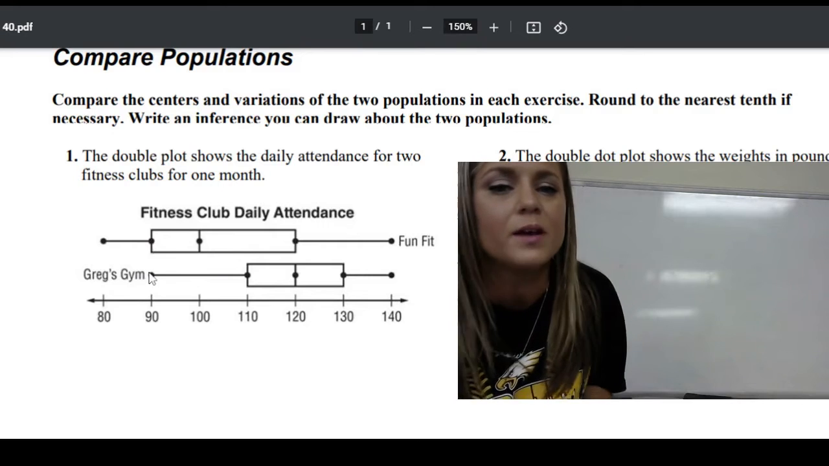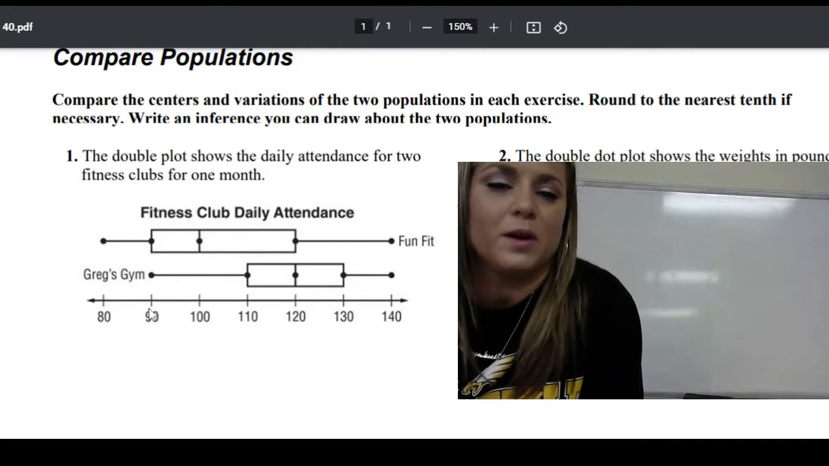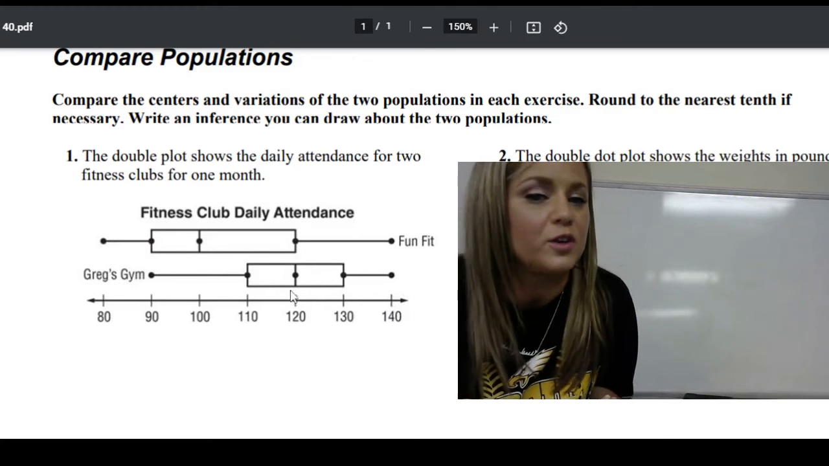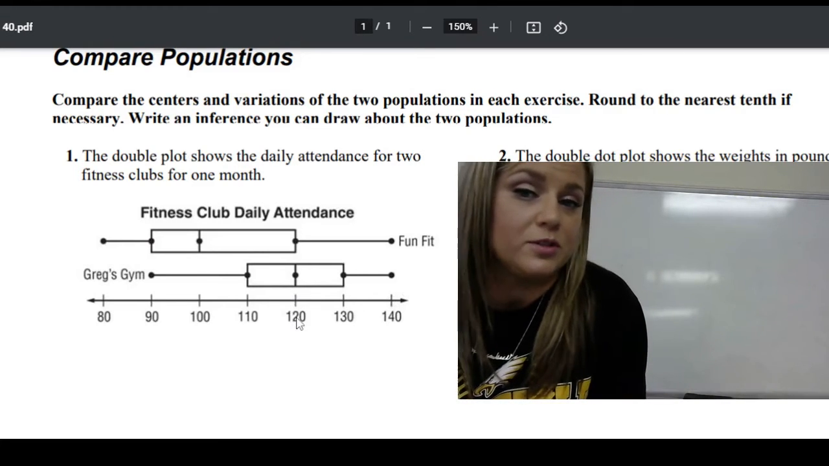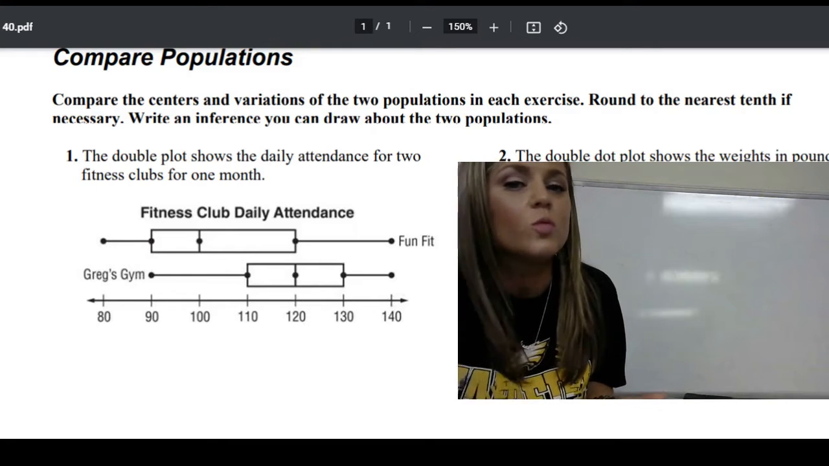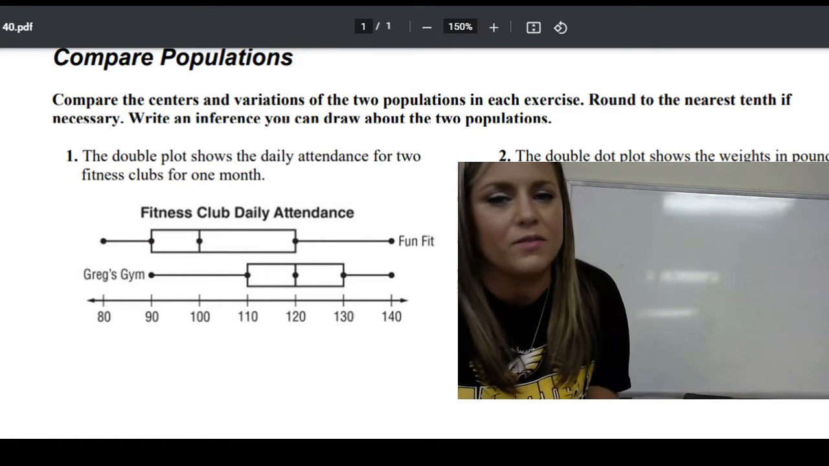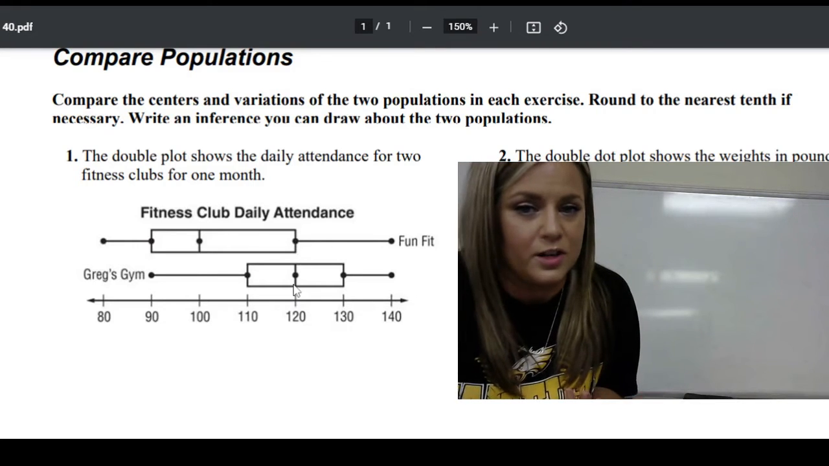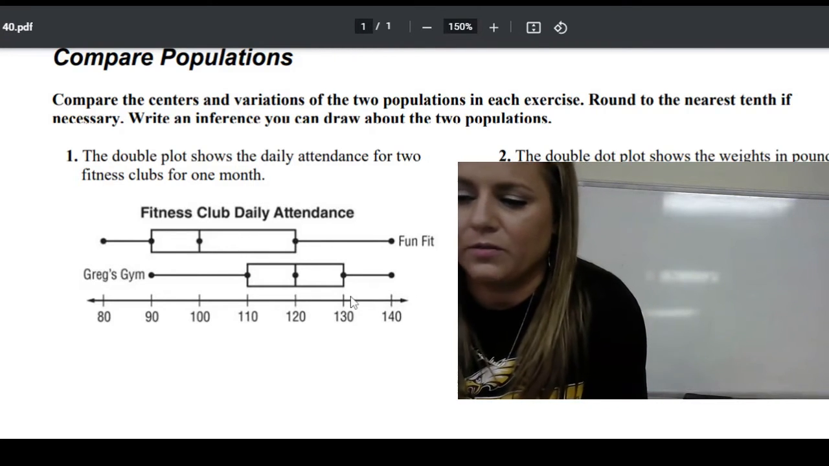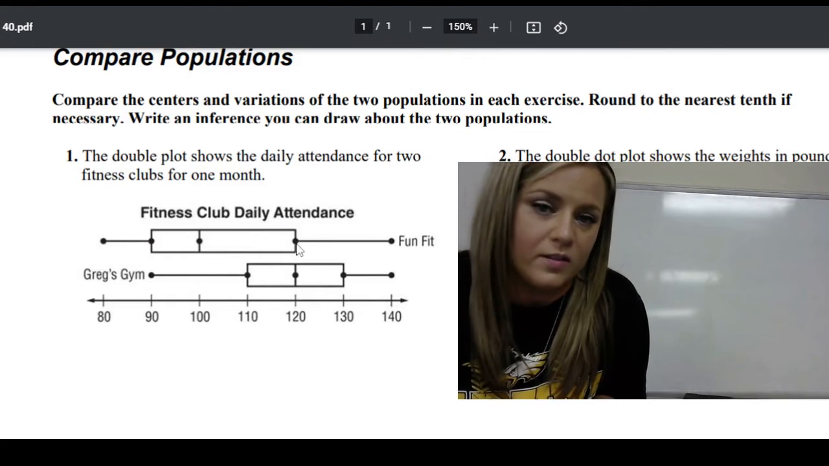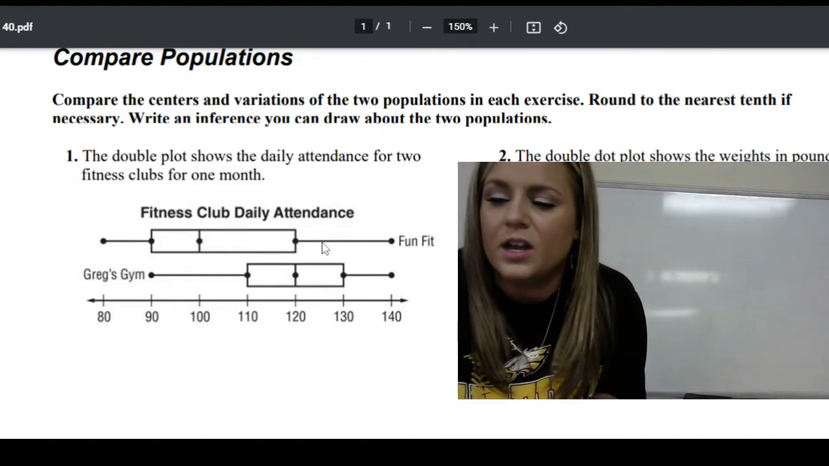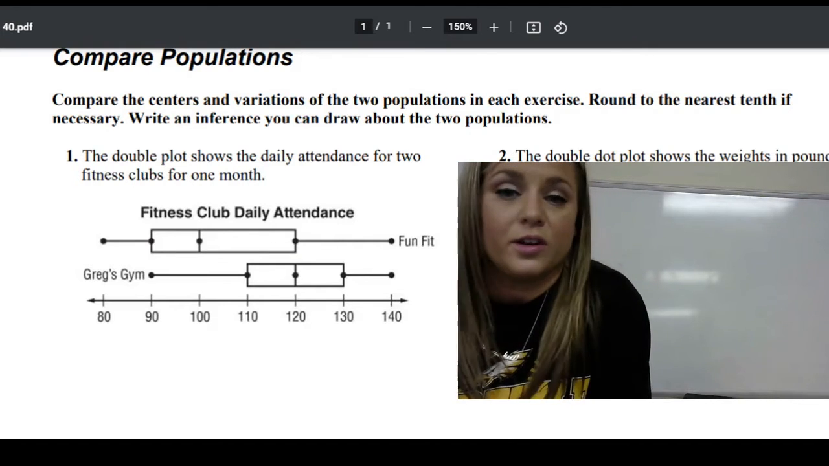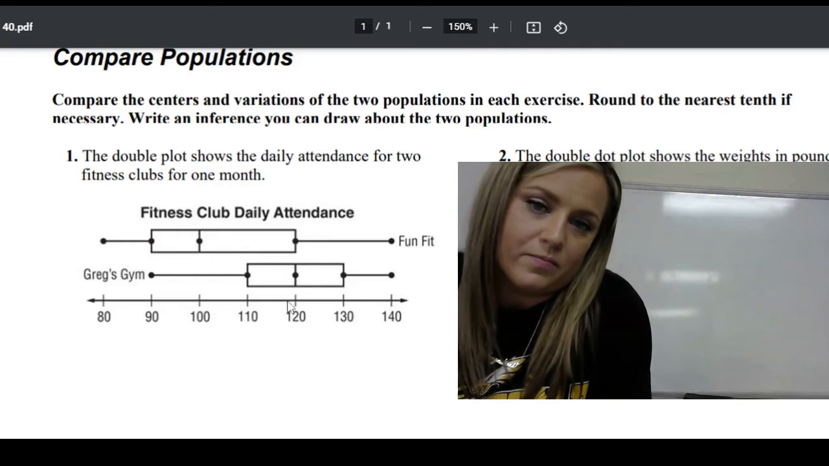And then we have Greg's Gym, and we can see its daily minimum attendance is 90, and its maximum is 140, and they average about 120 people showing up to Greg's Gym a day. So what we're going to do is, all right, so the median of this data for Fun Fit is about 120. This is the median. And then Greg's attendance, or median, is 120 also, right here.